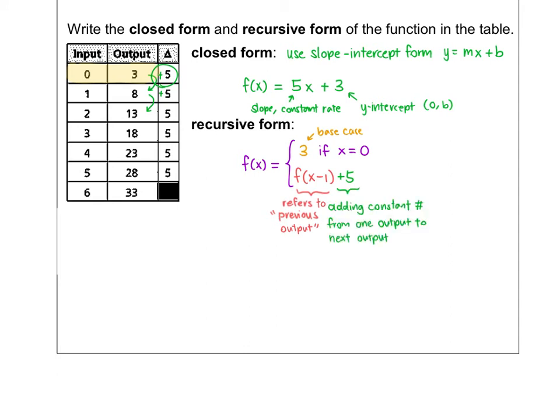And so for our total phrase, we would have f of x minus 1 plus 5 if the x values are greater than 0. So for every x value greater than 0, we would follow the rule of adding 5 to the previous output.